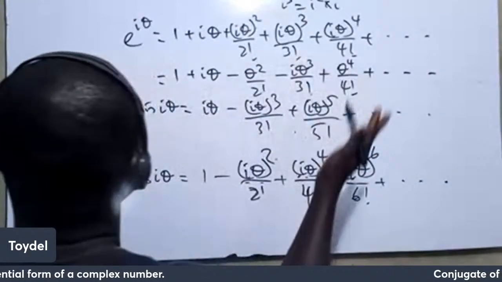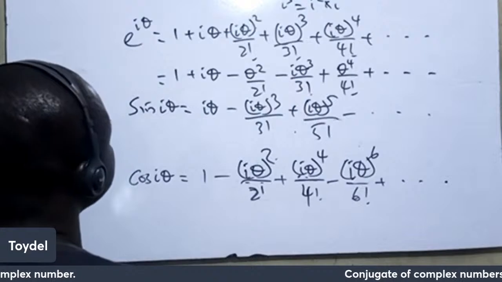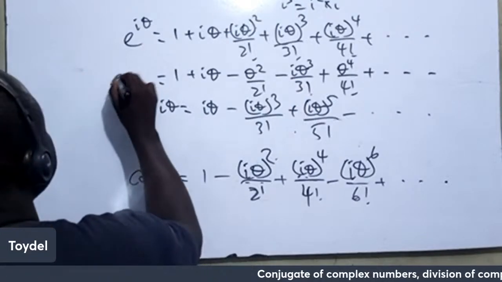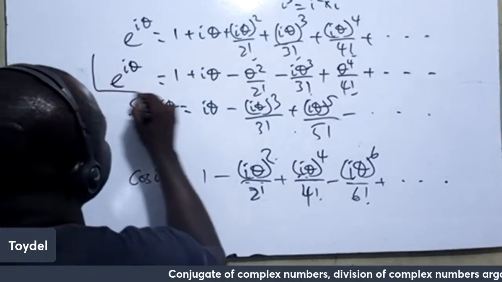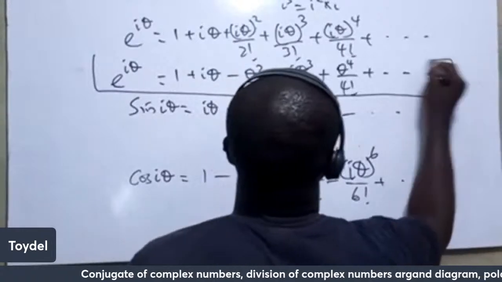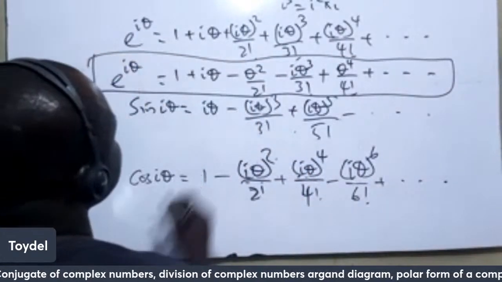So if we expand this, you realize that exponential i theta is going to give me what I have here. This is what we get, in that order.